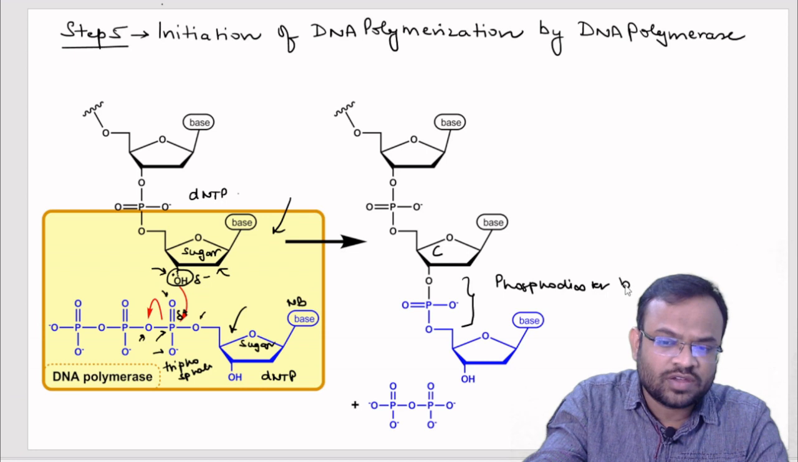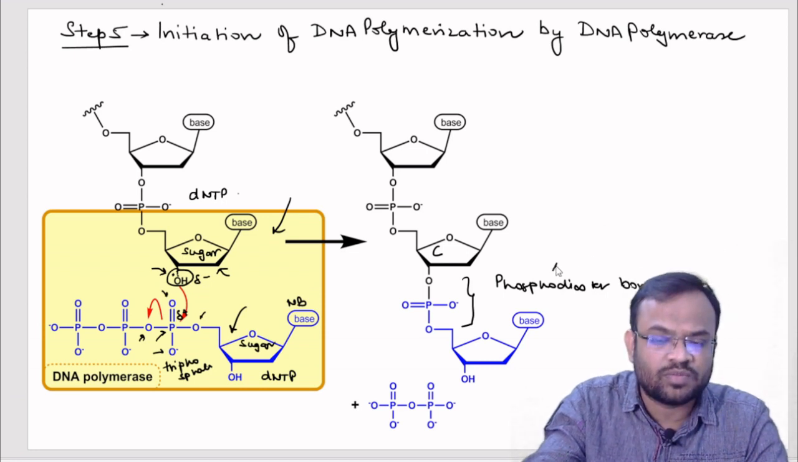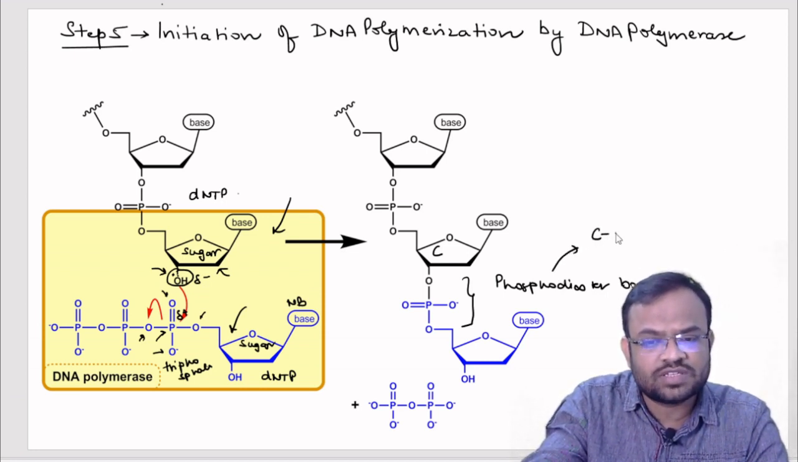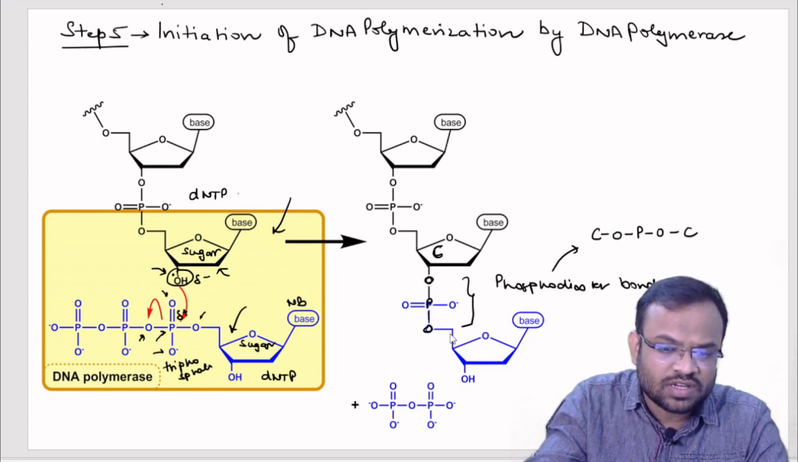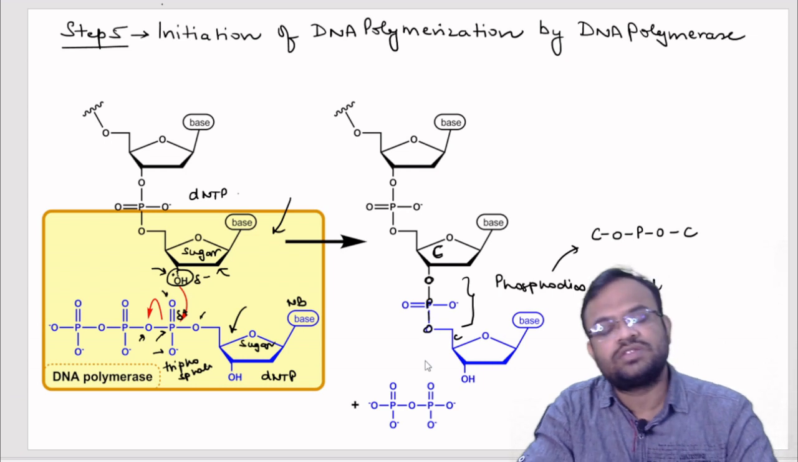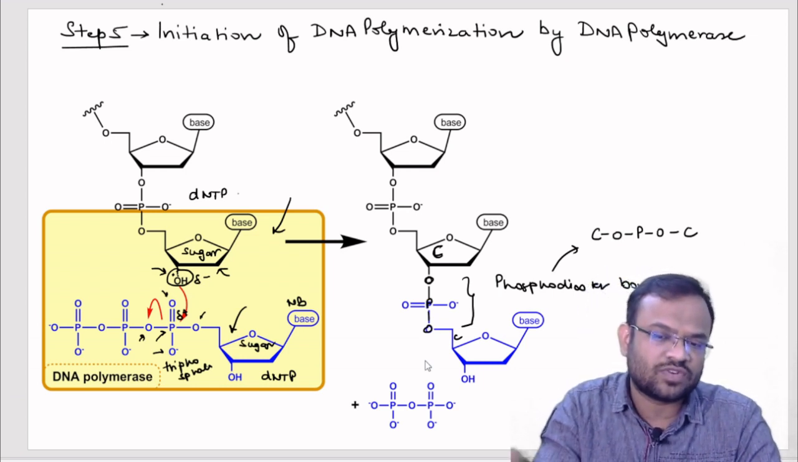So in this way, a phosphodiester bond will be formed. Phosphodiester bond means a C-O-P-O-C bond. Why am I saying C-O-P-O-C? Because this is a carbon, this is an oxygen, this is a phosphate, this is an oxygen, and this is again a carbon. The C-O-P-O-C bond is called a phosphodiester.